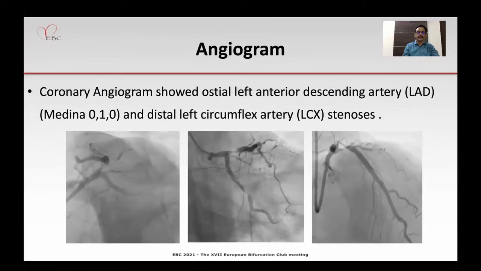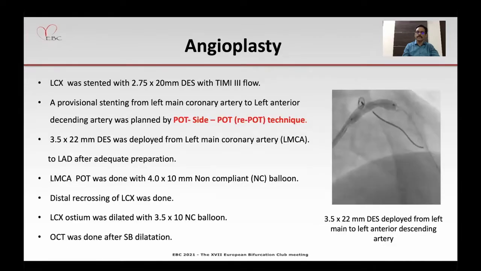The coronary angiogram revealed an ostial LAD, a critical ostioproximal LAD lesion, and also a very critical distal LCX lesion. The plan was PCI, and the strategy was to stent the distal LCX first for obvious reasons, and to stent the LAD lesion from LAD to left main. In other words, to treat it as a provisional left main. And the strategy we adopted here is POT-side-POT, or RePOT for short.